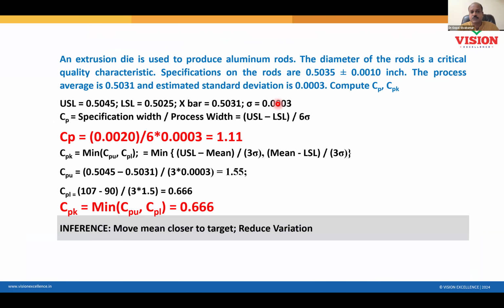Now, another scenario: an extrusion die, aluminum rod, and the diameter of the rod is CTQ. Specifications are 0.5035 plus or minus. So target, upper spec and lower spec are clear. The process average and standard deviation are directly given to you, so you don't have to worry about calculating them. Now calculate Cp and Cpk. My Cp equal to 1.11. What do you understand now? Are your process variations high or low? According to the guideline, variations are high.